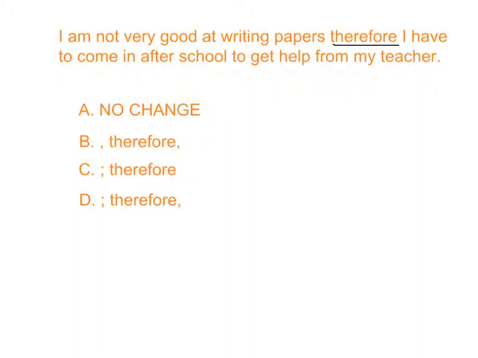So if we look at our options for answers, A, B, C, and D, we can see that A, no change, is incorrect because we know that there needs to be some type of punctuation around the adverb. If we look at letter B, "therefore," with 2 commas, one before and one after, we know that this answer is incorrect because there needs to be a semicolon somewhere around the conjunctive adverb, so we can cross that out.